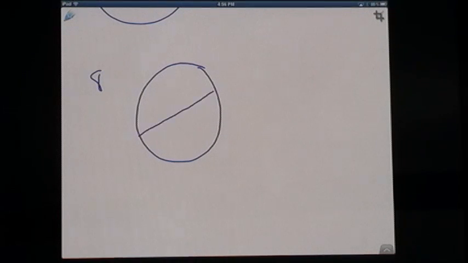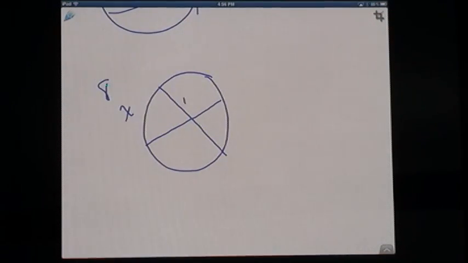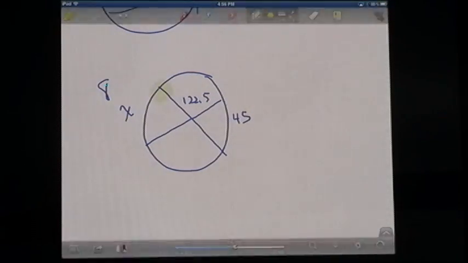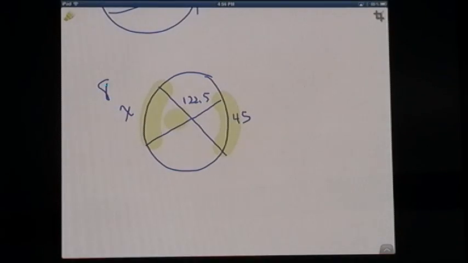X, 122.5 and 45 degrees. Okay, now the problem with this problem is that the equations you have say add up these arcs and divide by 2 and you'll get these angles right here.